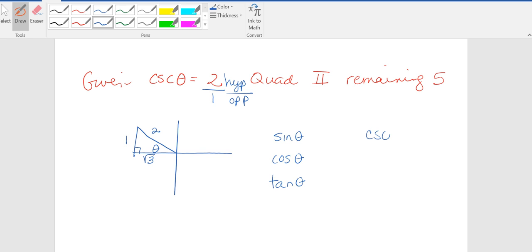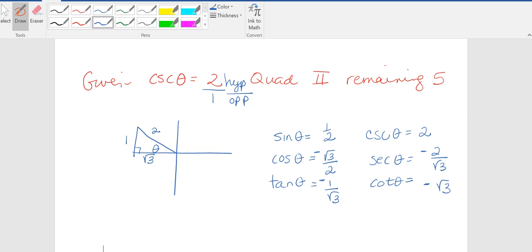And then we have the cosecant of theta, which they already tell us is 2, secant of theta, and cotangent of theta. So the sine of theta is going to be 1/2. The cosine is going to be adjacent over hypotenuse, so that's root 3 over 2, and the tangent is opposite over adjacent, so that's 1 over root 3. What you do need to remember is that your cosine and your tangent are negative because I'm in the second quadrant. For the secant, we just want to take the reciprocal of the cosine, and for the cotangent, you take the reciprocal of the tangent.